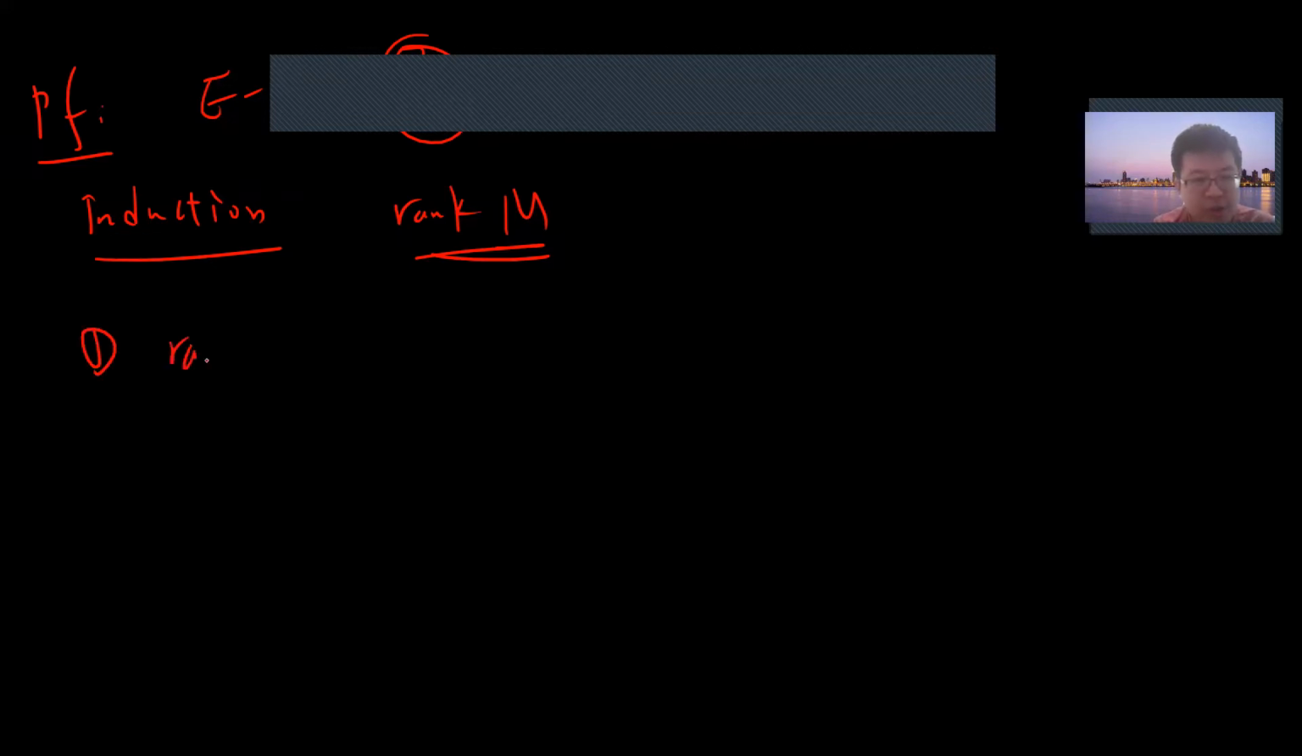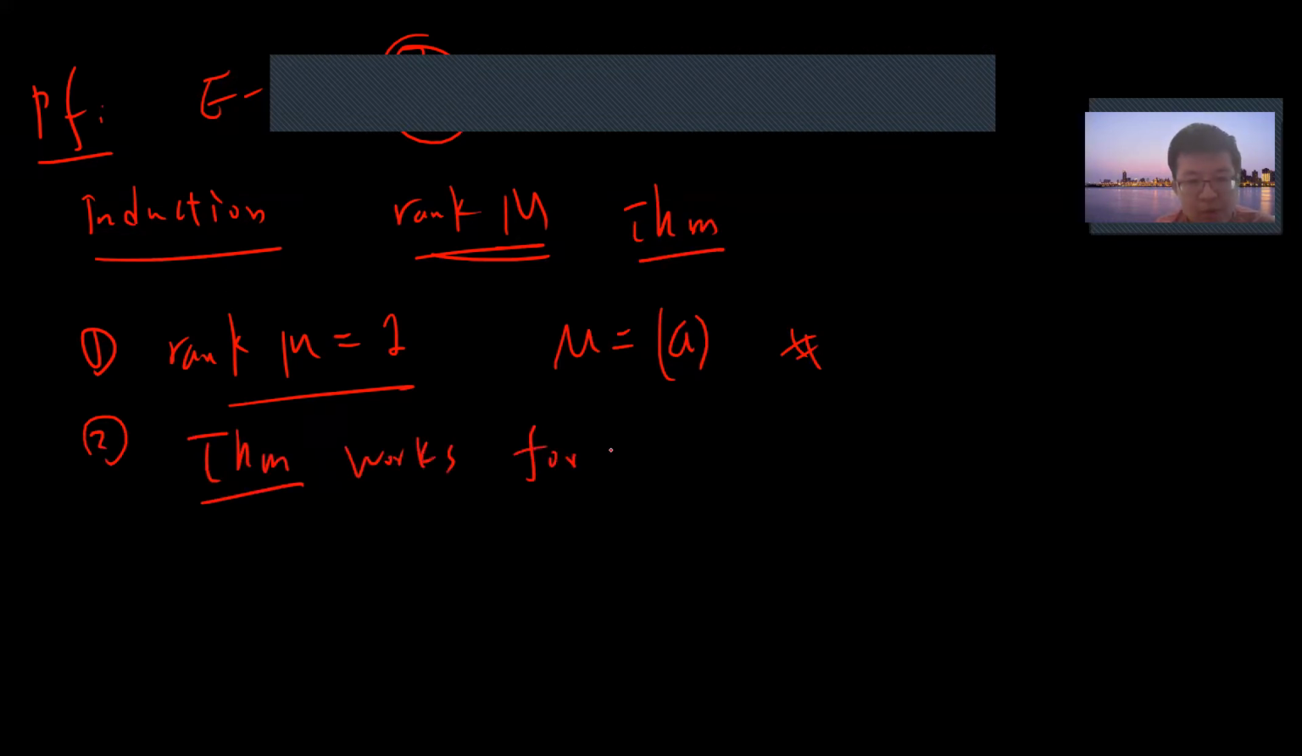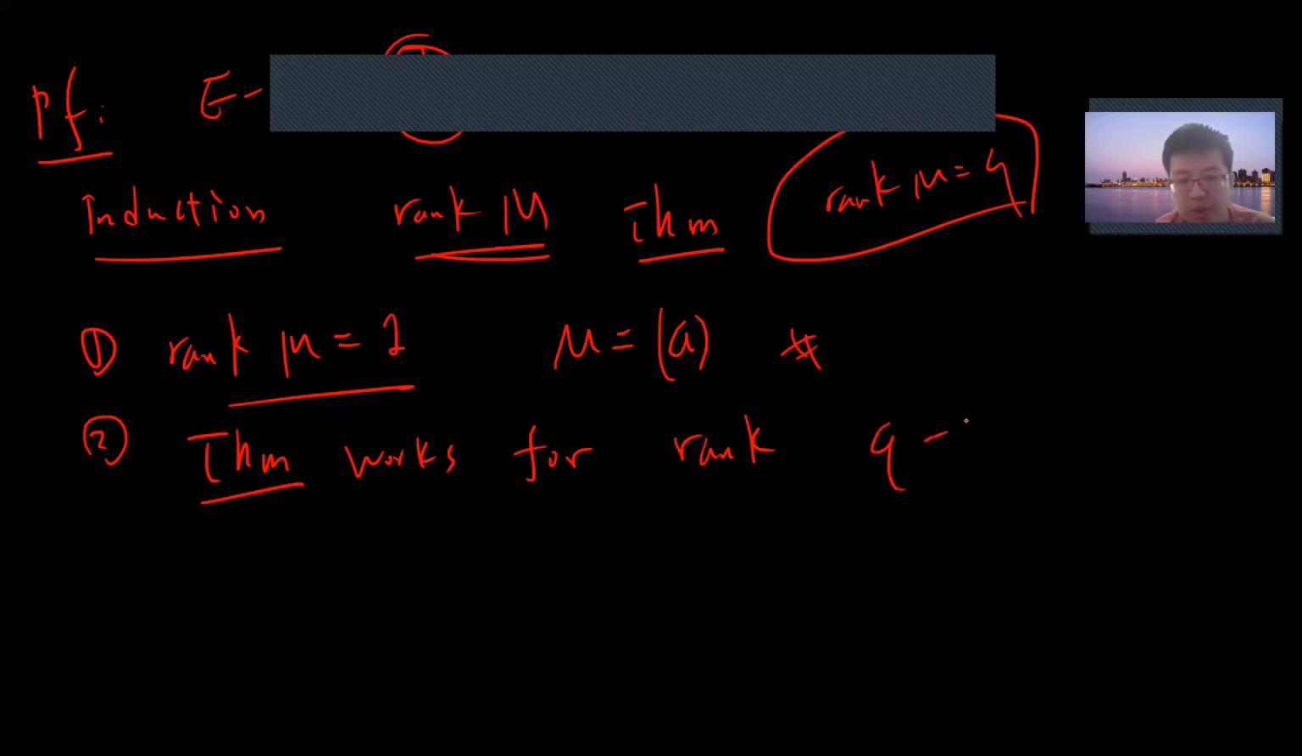The first case is that rank M is 1. If rank M is 1, then M can be generated by a single element, let's say A. By definition, M is a cyclic module, so the proof is done. Then we assume that the theorem works for rank Q minus 1, where the rank of M is Q.